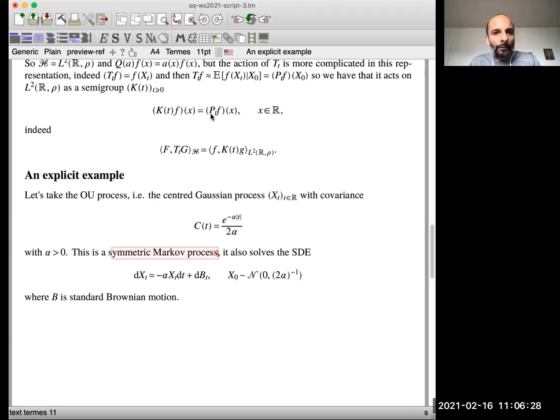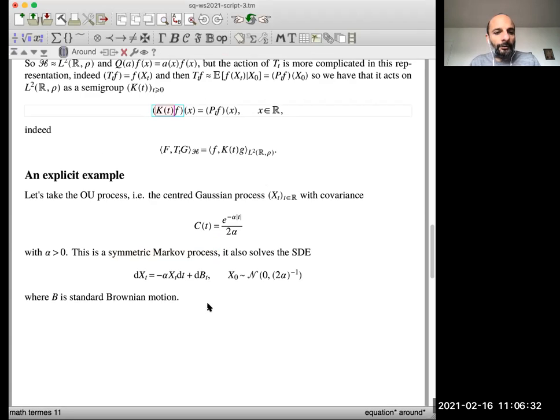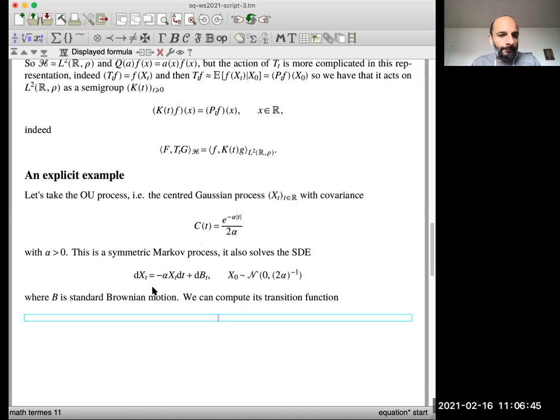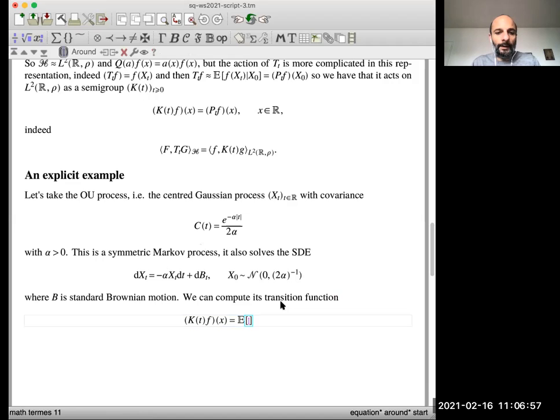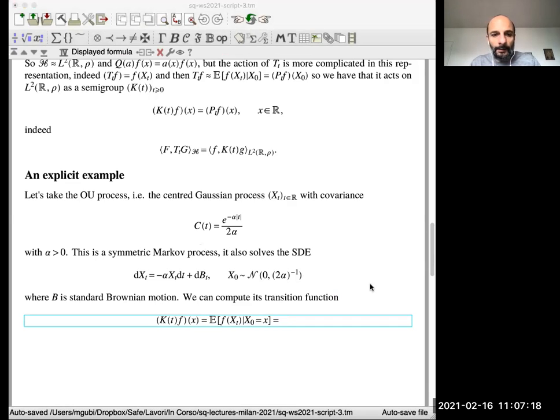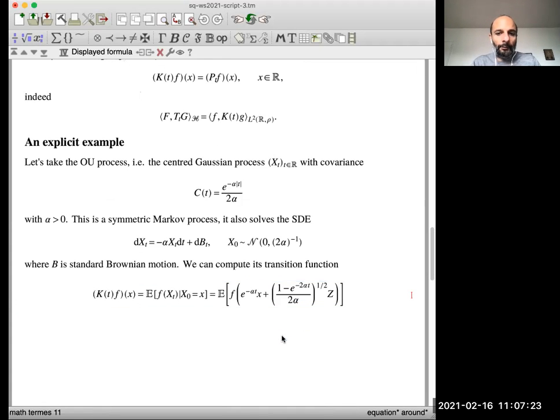Now, what is interesting is how this K looks. K is the transition function, so we can compute its transition function. It's a Gaussian process, so you know everything. You can even solve the SDE. There are many ways to compute the transition function, so let me leave it as an exercise, try to do it. But the transition function was easy. Somehow you have to compute f of x, given that the initial condition is x, the condition at time 0 is x. So this is the transition function, and I have an expression which maybe will be useful later on, so let me write it explicitly. It's given by an expression of this form, where z is a normal random variable.